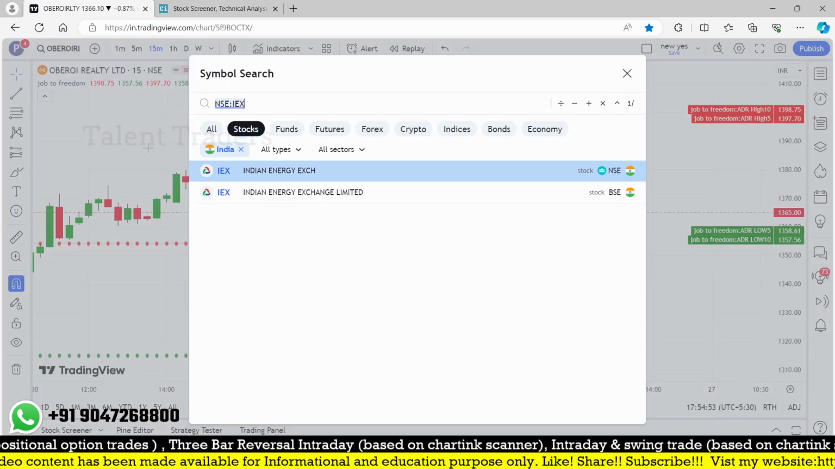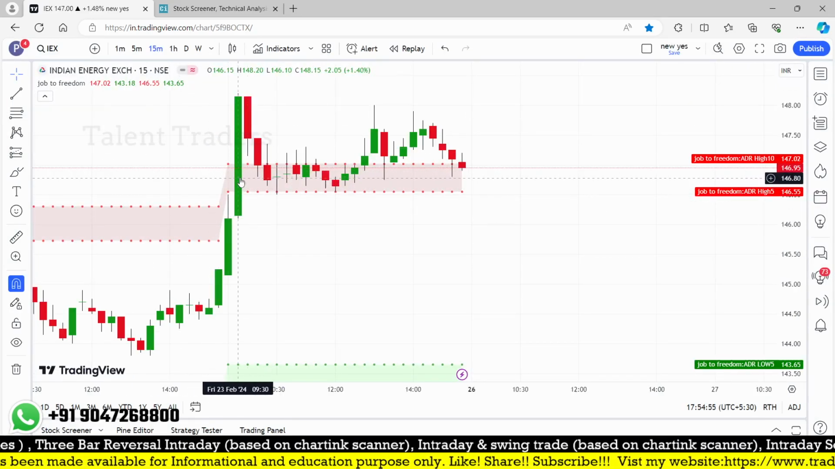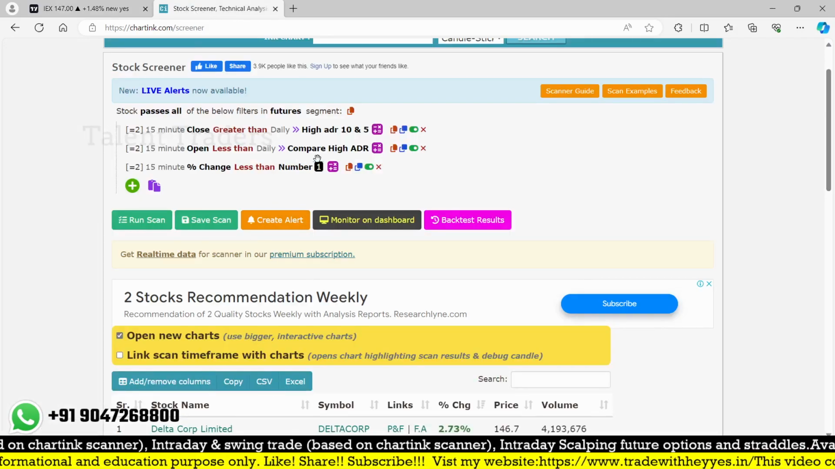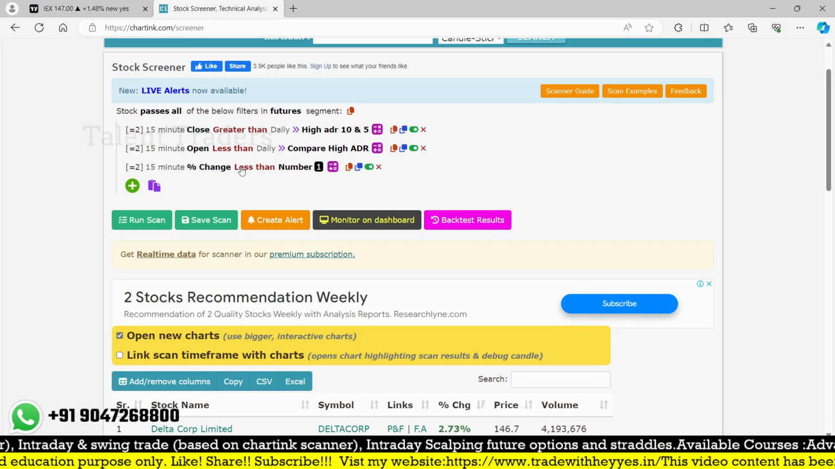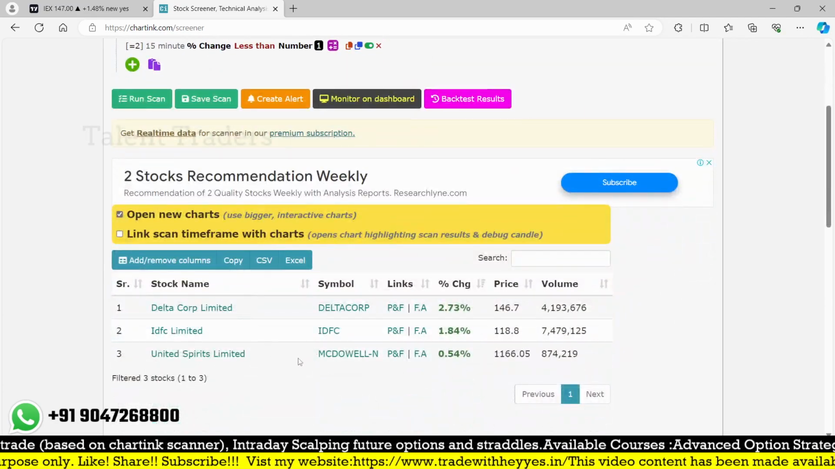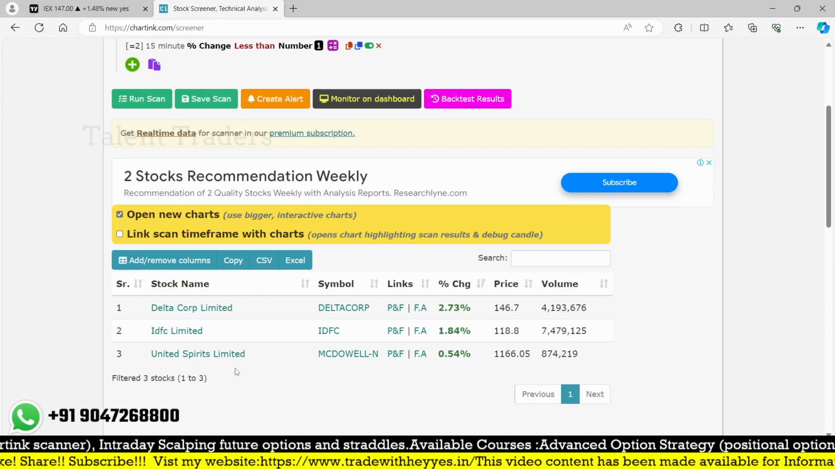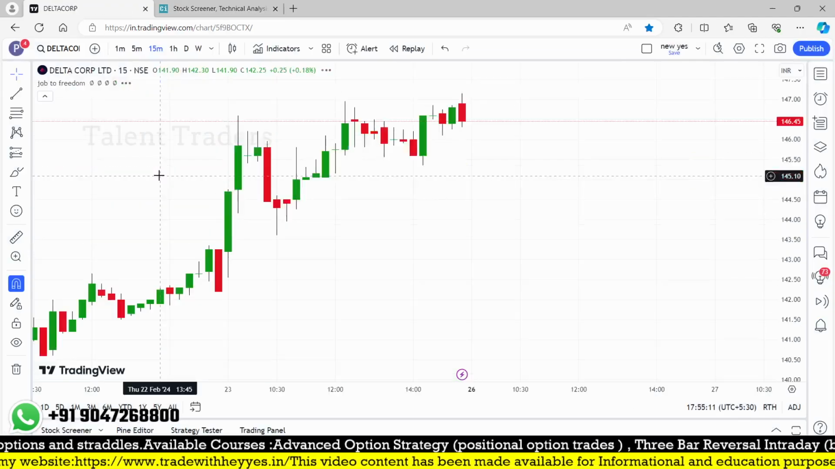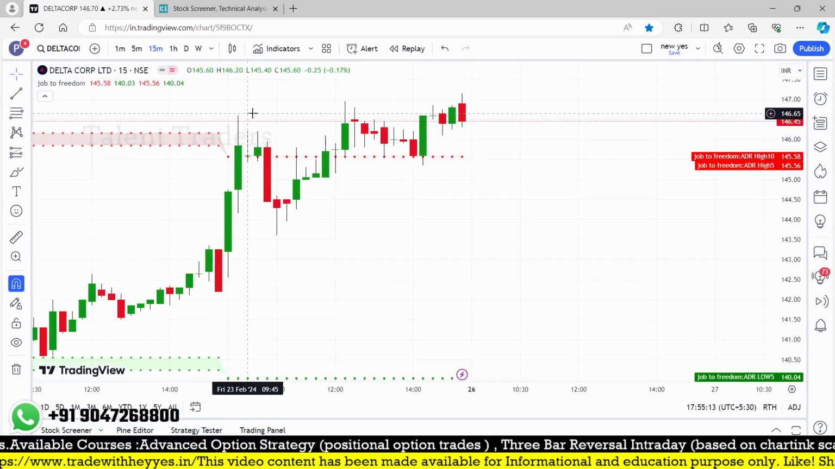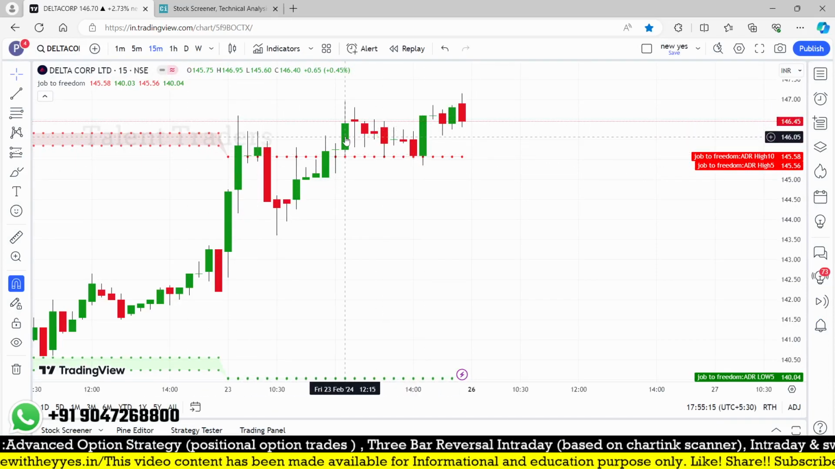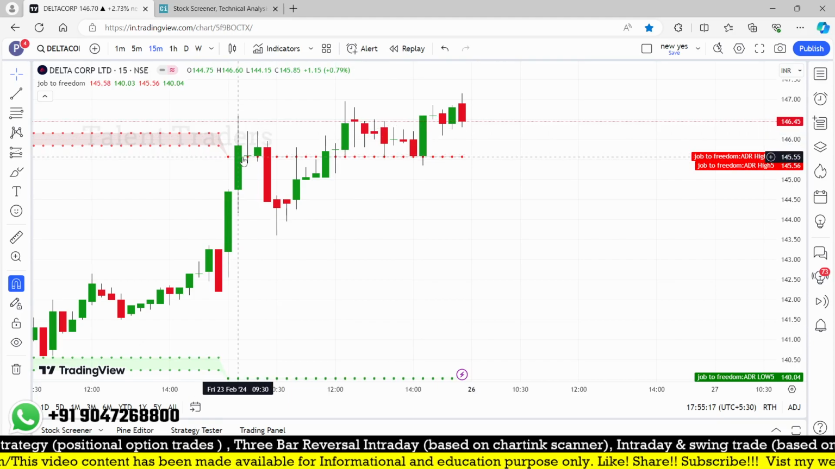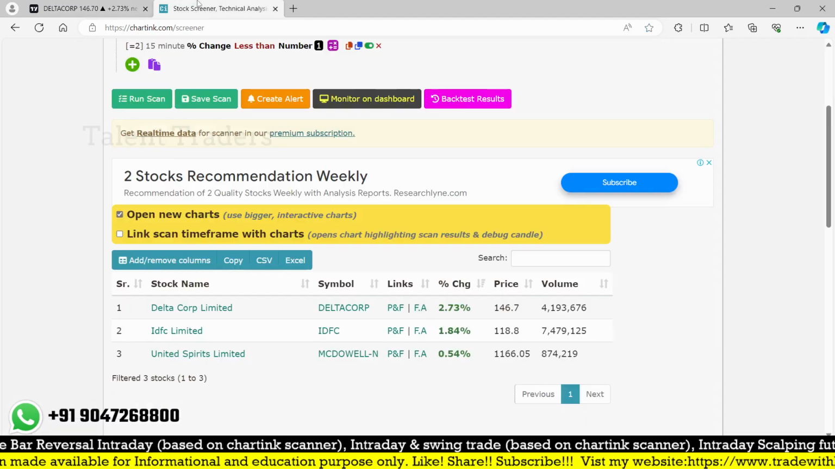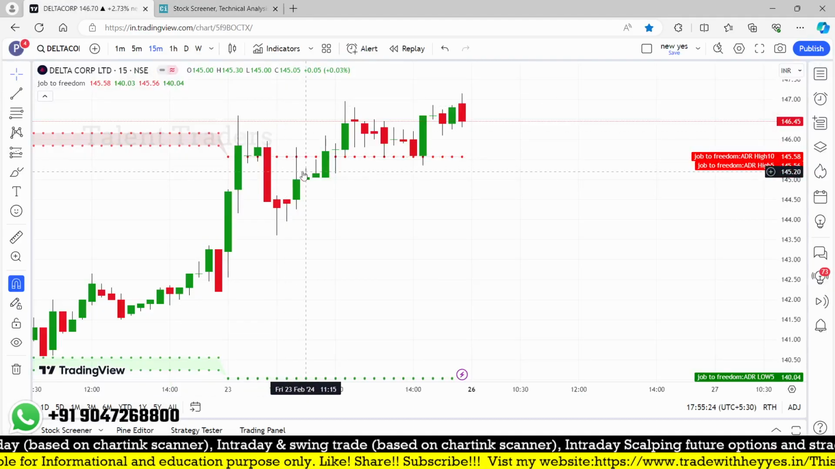The next one is IEX. It's a huge candle. The second candle is more than 1.4%. So we simply filter it out with this particular condition, the second line, third line. After filtering, only 3 stocks we got: Delta Corp, IDFC and United Spirits. Let me check what happened in Delta Corp. It doesn't give you the breakout, or it happened after a long time, around 12:15. We are tracking the second candle itself for the breakout. It is not happening, so we ignored it. No entry.